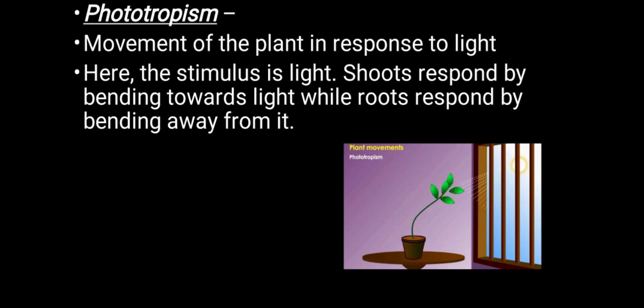In this picture, we can see a potted plant which is placed near a window, which is the only source of light. After a few days, we can see that the shoot bends towards the window or the light source, thus exhibiting positive phototrophism. Whereas roots grow away from the direction of light, thus exhibiting negative phototrophism.